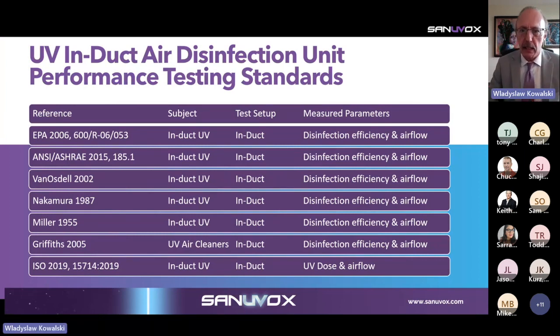UV in-duct disinfection units are tested according to typical standards. We have standards from EPA, ANSI, ASHRAE, and ISO, which provide a disinfection efficiency and airflow measurements in a tested system. This is an in-duct test where they measure from the inlet to the outlet, and they measure the airflow and the disinfection efficiency. One of the tests, ISO, also measures the UV dose, but the UV dose is rather redundant to the other parameters, efficiency and airflow. The disinfection efficiency and the airflow pretty much tell you everything you need to know about the system.